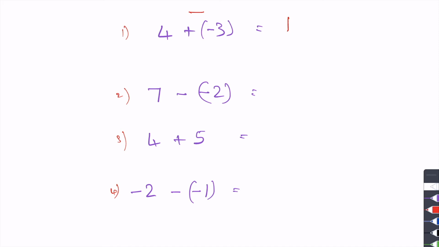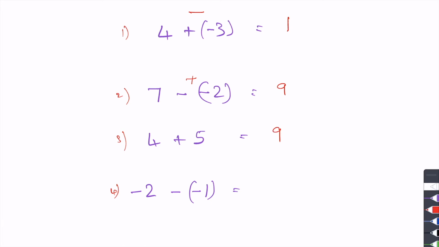In question 2, we have a negative and a negative together. So when the signs are the same, the winner is always a positive. So we're just doing 7 plus 2, which gives us 9. In the next case, it's nice and easy. 4 plus 5 is just 9.